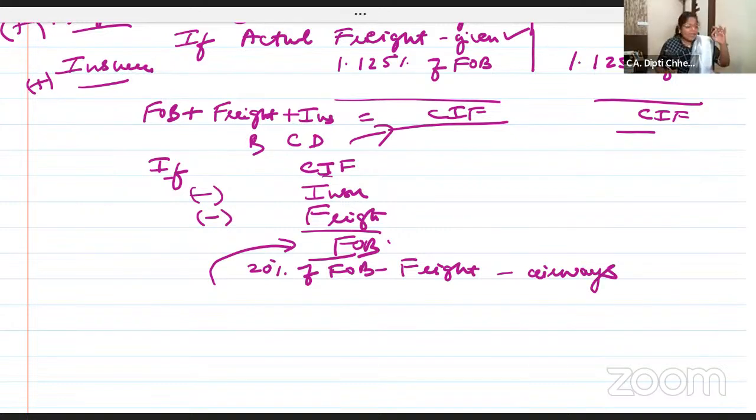Ma'am, in exam, how will we come to know that here you have to take this 20% slot is only for airways.